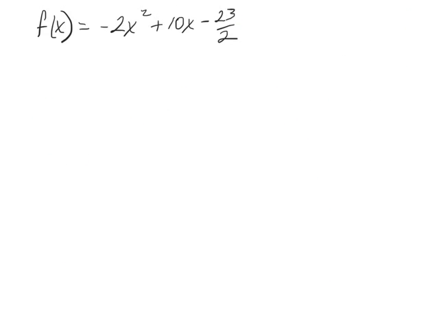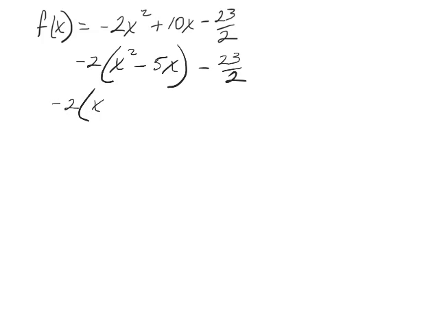Okay, so again, and this is example 3, we're going to pull out the -2 of just the first 2 terms. In fact, I'm going to pull out that -2. That needs to be a negative sign. Alright, and then I'm going to put the minus 23 over 2 right there. Okay, so now I'm going to complete the square.